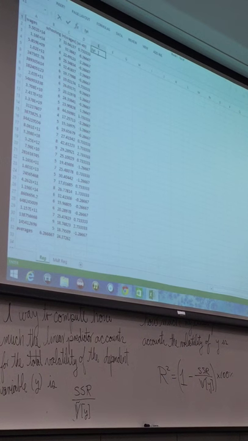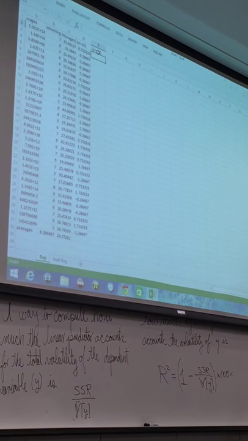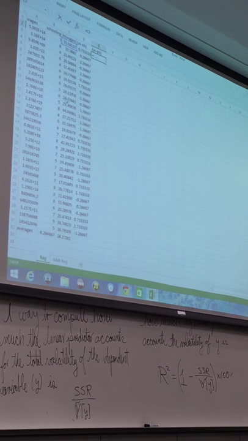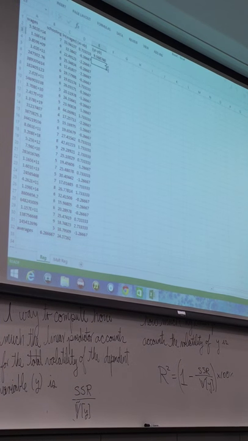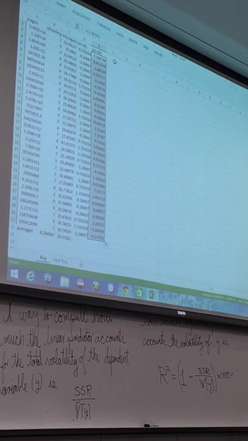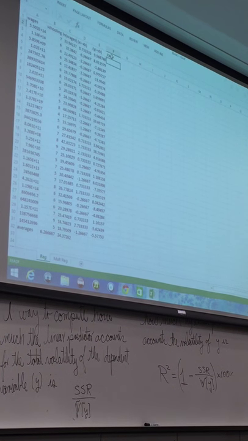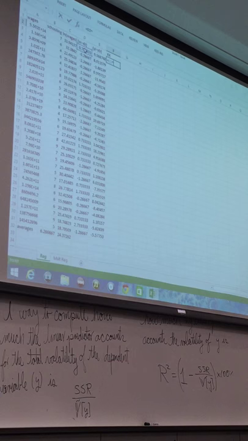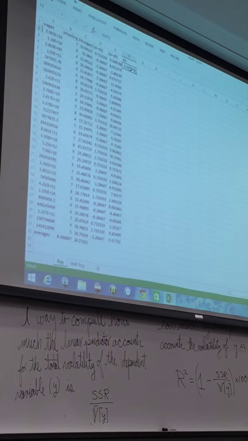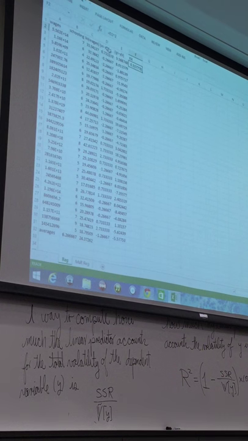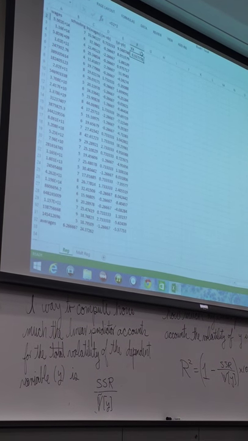Here you have yi minus y bar, equal to yi minus y bar of 4. And then what we do is we take the square of this guy, put xx. And we're multiplying this xi minus x bar to get xi minus x bar to the square power.